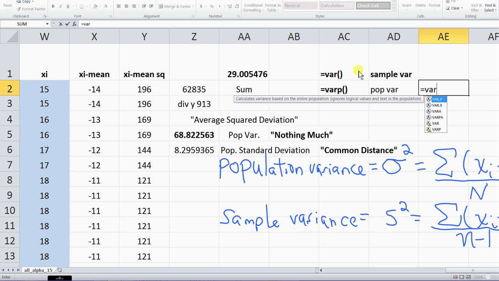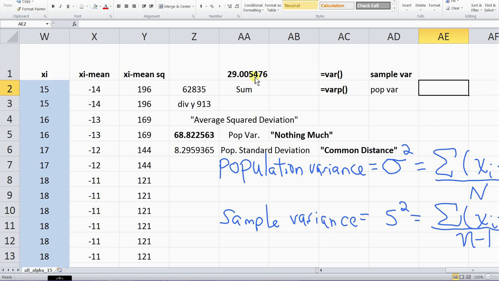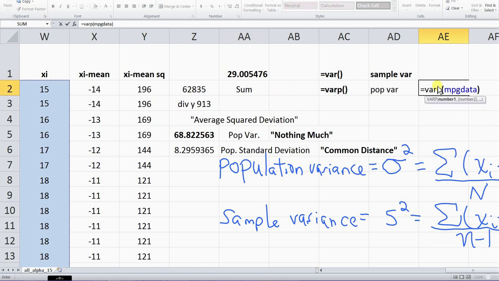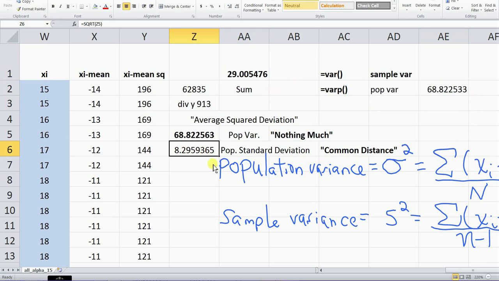Equals VARP. And I keep forgetting what I called that data. I think we called it, hold on, MPG data. Okay. Equals VARP, MPG data. And we get 68.822533. Slightly different than what we got right here, but not much different, because the only difference is because we assumed that the average was exactly 29 instead of slightly different. But you see there's not much difference there. So that's the population variance.